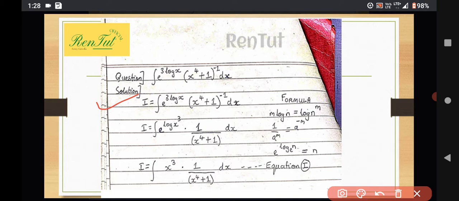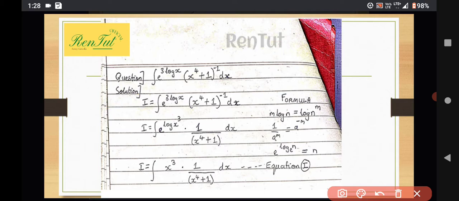So solution, we will be writing I is equal to the question itself, integration of e raised to 3 log x multiplied by (x raised to 4 plus 1) raised to minus 1, and you need to be careful, this is minus 1, into dx. So we have written the question itself over here.